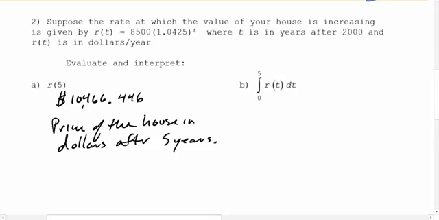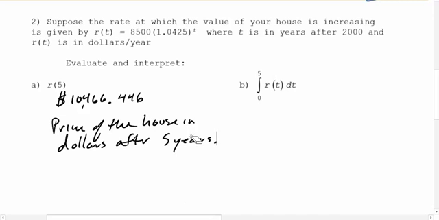Wait, isn't that? Suppose the rate at which the value of your house is increasing is given by R of t, where t is the years after 2000 and R of t is the dollars. So let's just check that for a second. Something might seem a little off. What is it going to be? It's the rate at which the price of the house is increasing.